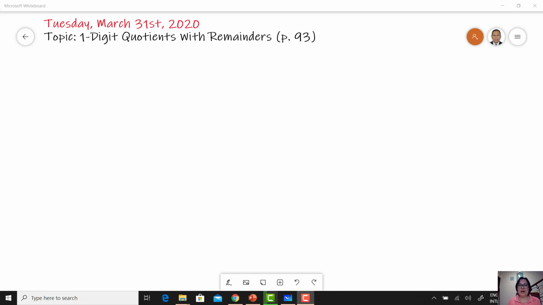Okay, guys, so today we are going to start with another topic. It is also divisions, but today it is one-digit quotients with remainders. So I want you to open your books. Take your books, take your notebook also, because remember the process in the notebook and answers in your books. Page 93. Let's go to page 93 and we are going to read the problem that we have in there.